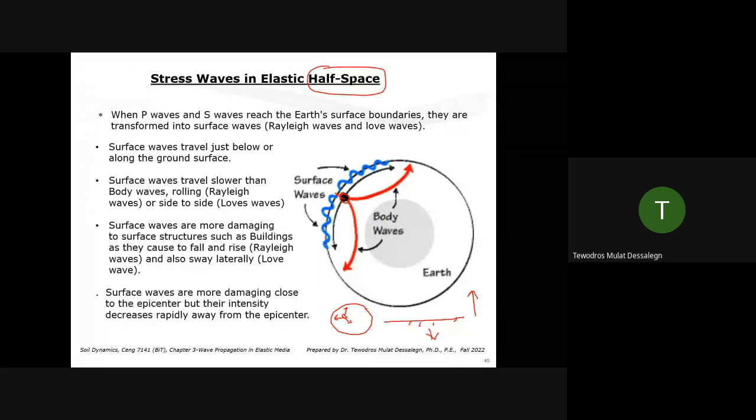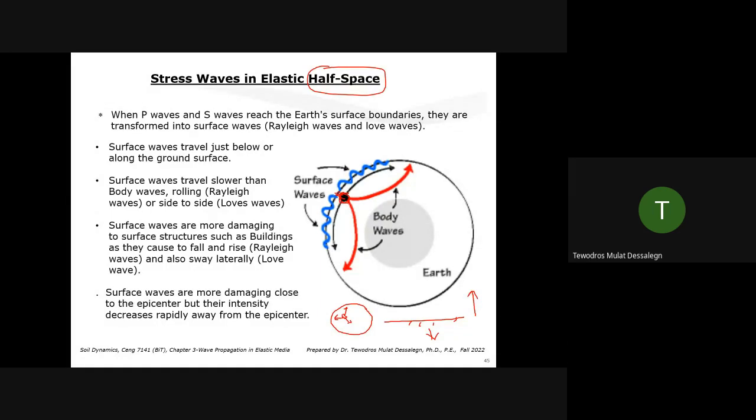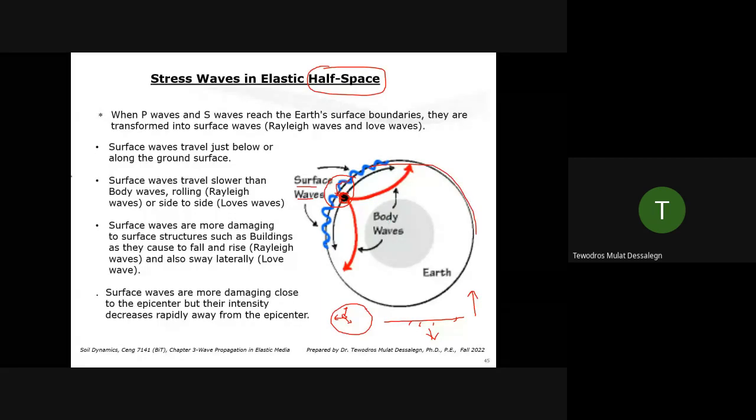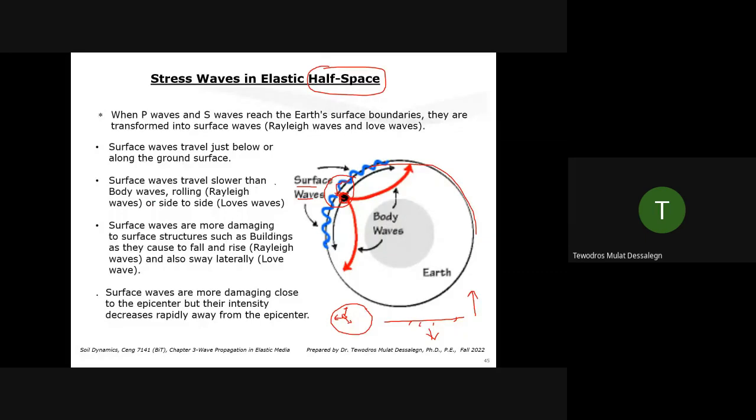Usually the surface waves are bigger in magnitude near the focal point, near the epicenter, but they disappear quickly. So if you are around the epicenter area, you'll have a significant impact from the surface waves. But they damp out quickly. They don't travel all around the surface like this. Surface waves travel slower than body waves. We'll see this quickly, a mathematical proof of how Rayleigh waves and Love waves have lower speed compared to the body waves.